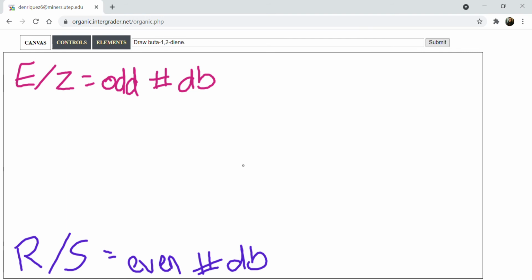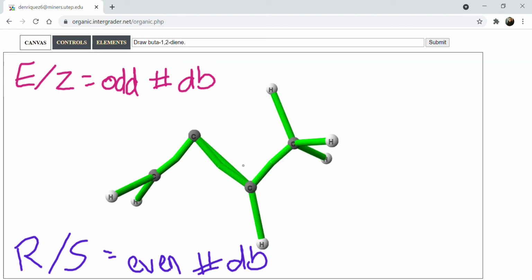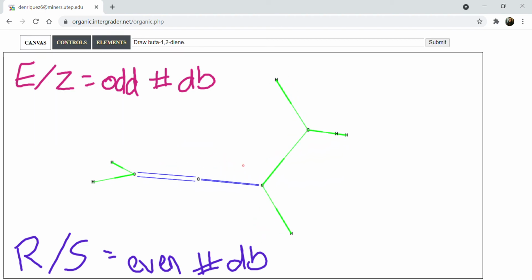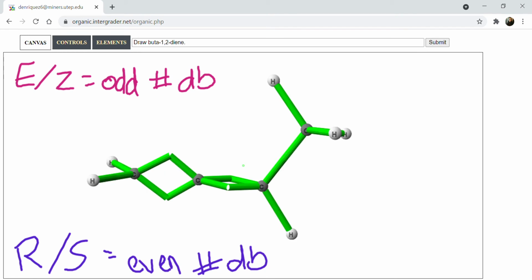Okay, buta, so I'm going to start with what I know. I know butadiene is 4 carbons with 2 double bonds in it. So I have a double bond, 1 going to 2, and 2 going to 3, right here and right here. I'll add my hydrogens, and the question doesn't specify whether there's an R or S, so we're good to go.